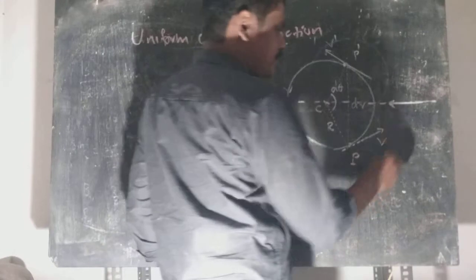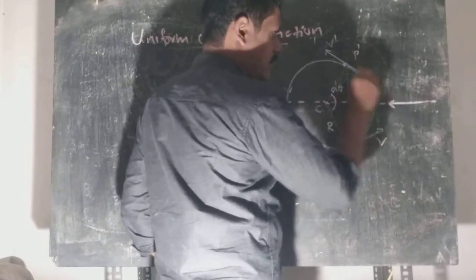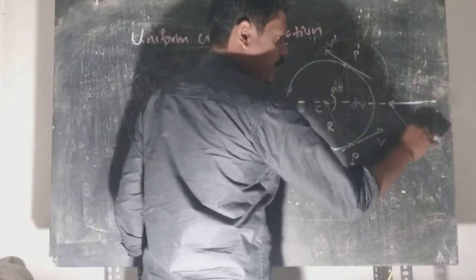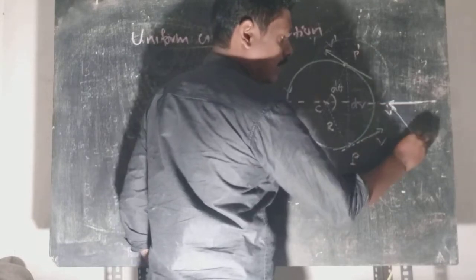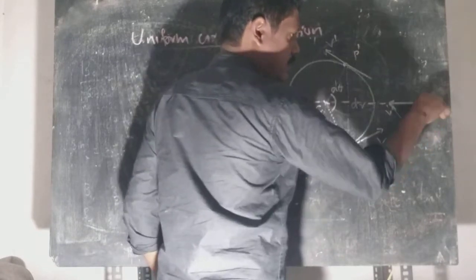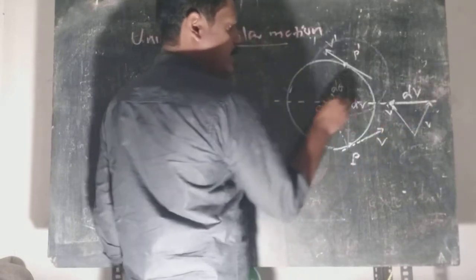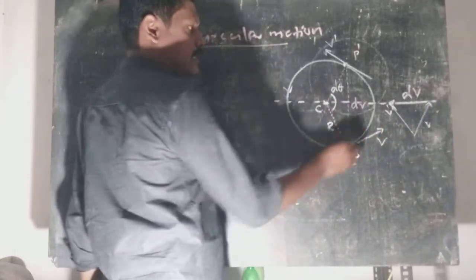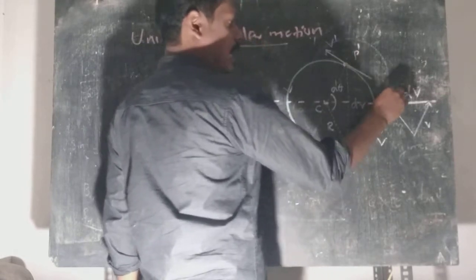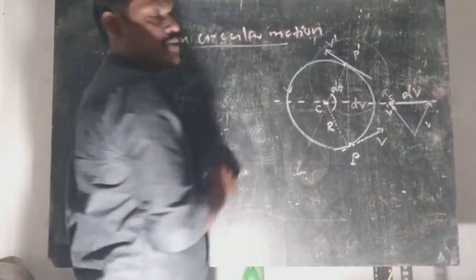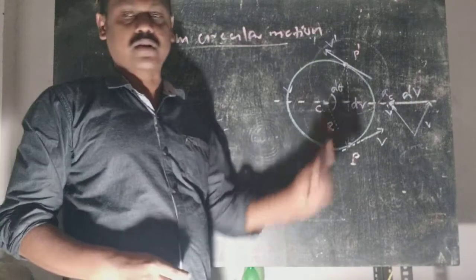Okay, so we have two velocities, one v dash along this direction, and v along this direction. So the change in velocity we have taken as dv. It is directed towards the center. The average acceleration is the centripetal acceleration. It is also directed towards the center of the circular orbit.